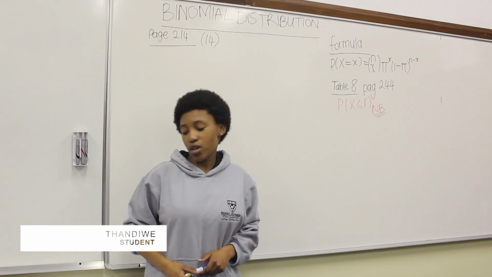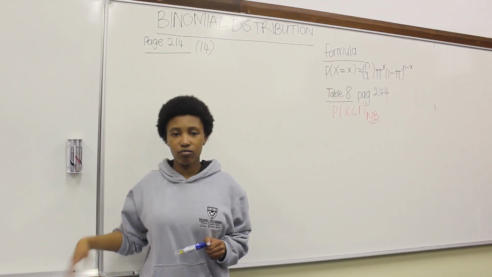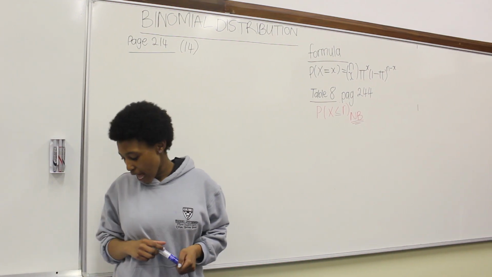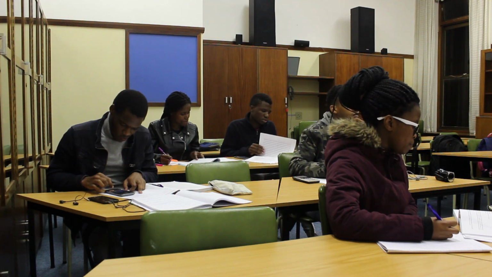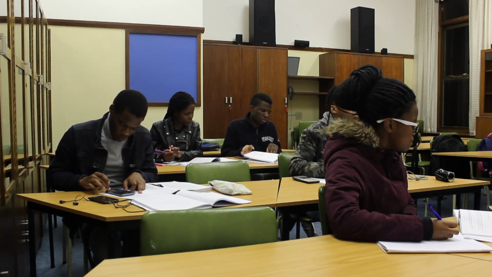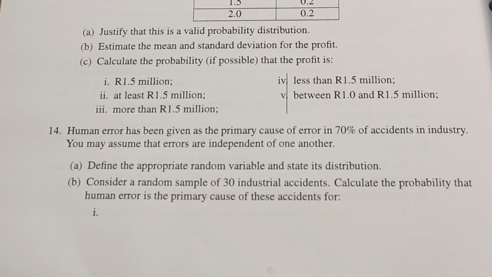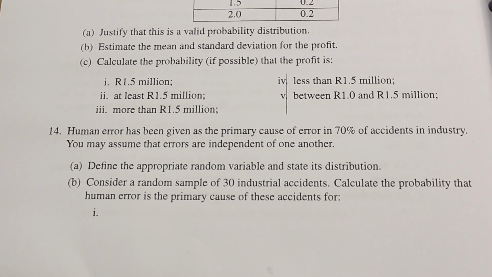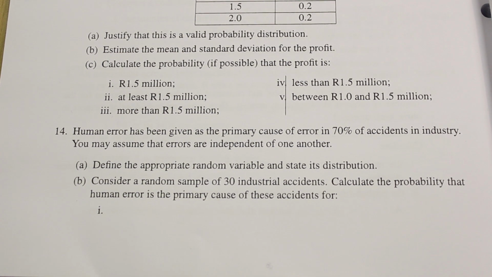The question we're going to be working on is on page 214 in the blue book, our stats book, and it will be number 14 on binomial distribution. So the question reads as follows. Human error has been given as the primary cause of error in 70% of accidents in the industry. You may assume that errors are independent of one another.